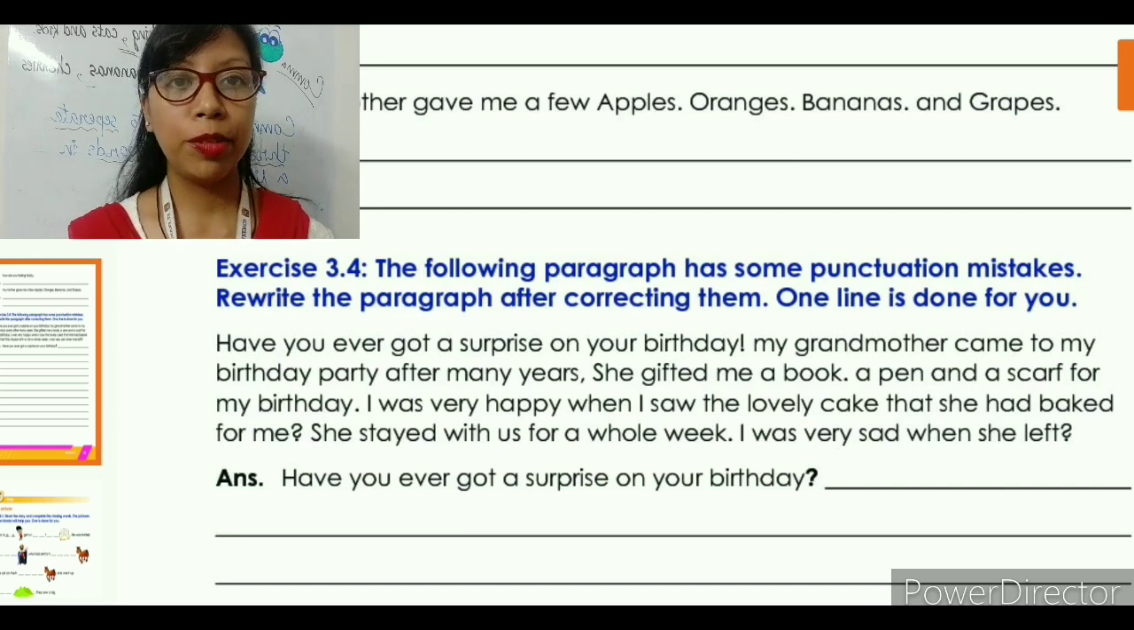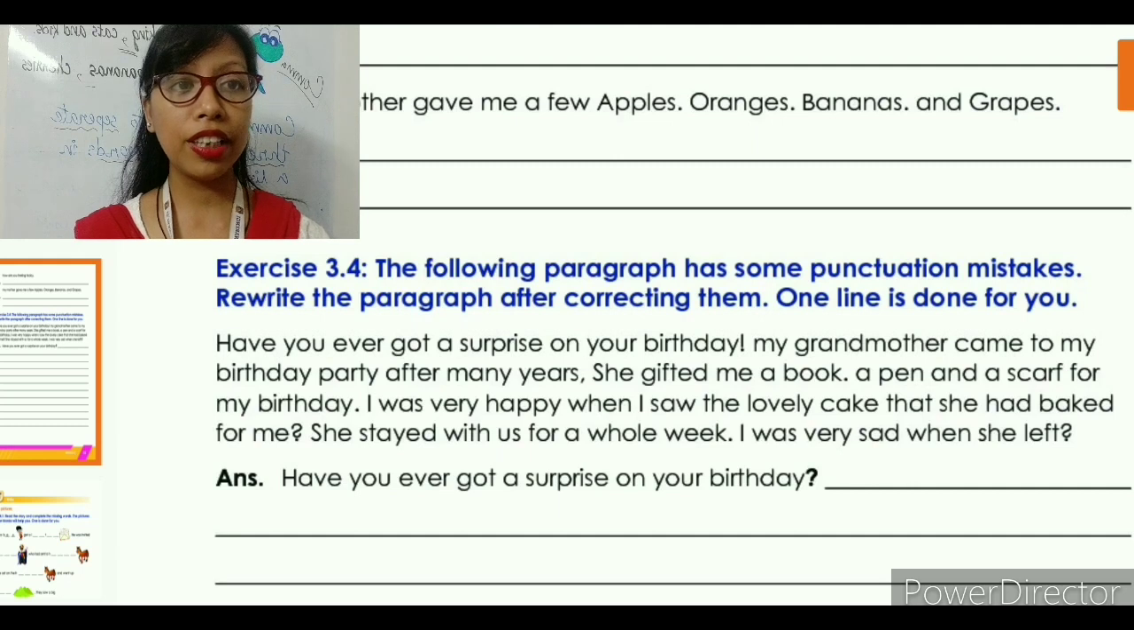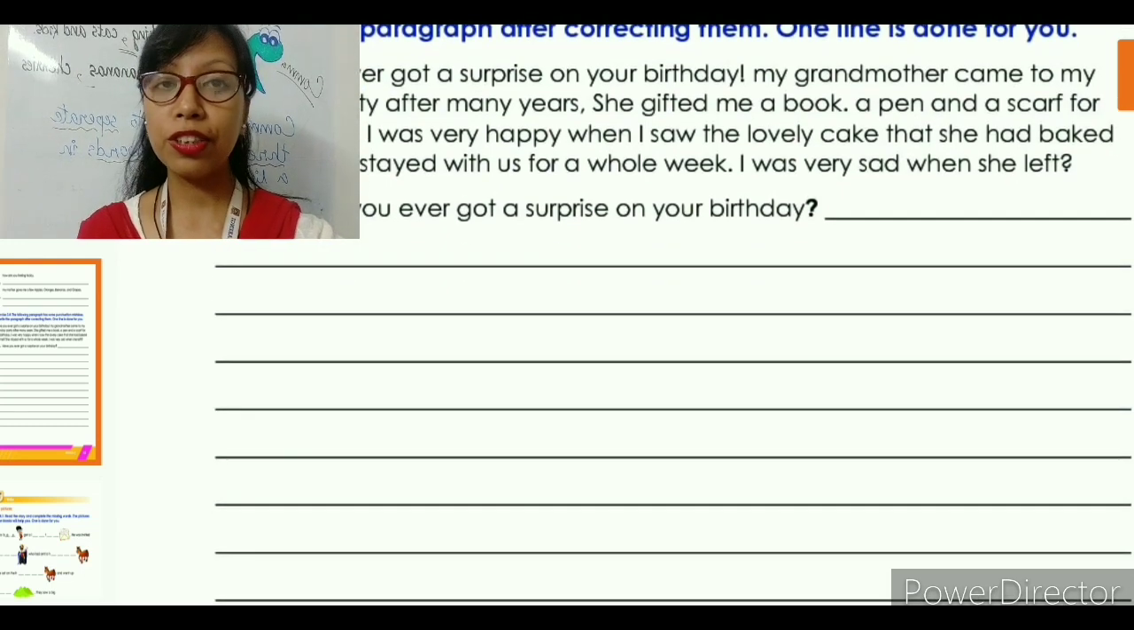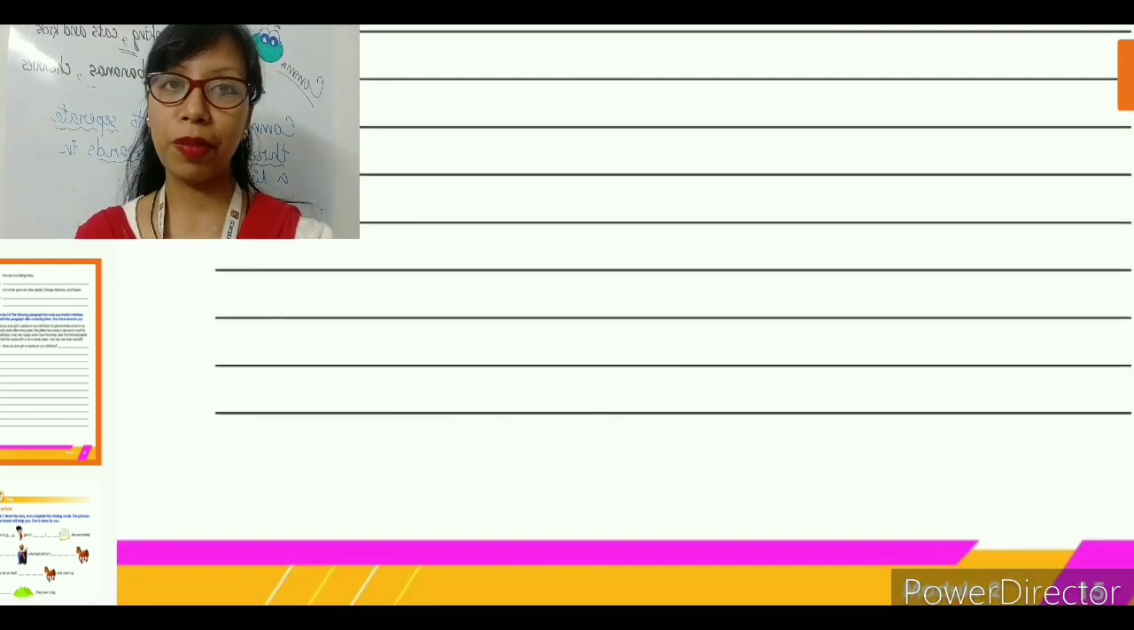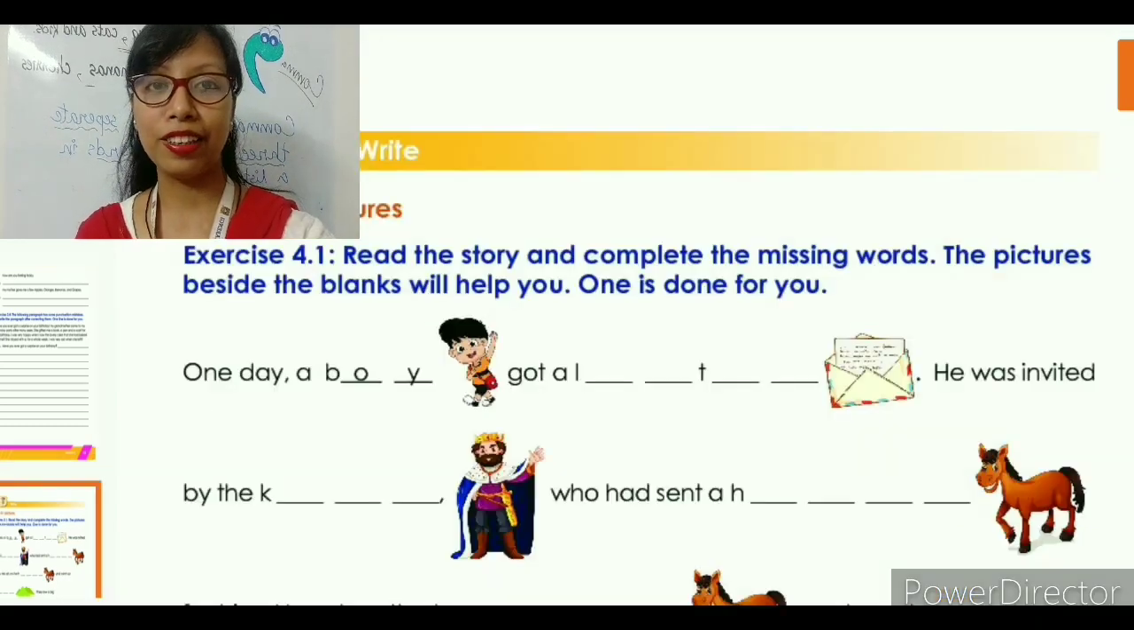My grandmother came to my birthday party after many years, comma, she gifted me a book, full stop, a pen and a scarf for my birthday, full stop. I was very happy when I saw the lovely cake that she had baked for me, question mark. She stayed with us for a whole week, full stop. I was very sad when she left, question mark. Okay, so this one you have to do on your own, and you must write the whole paragraph with the correct punctuation marks, which includes capital letters as well as small letters.